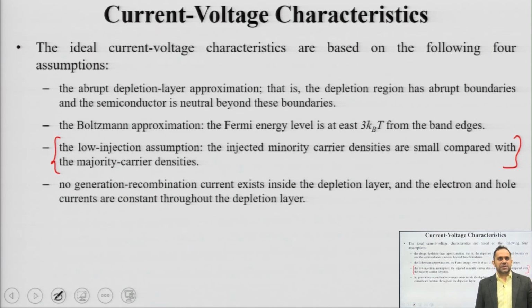Okay. So, in the P side you had majority holes, in the N side you had majority electrons. Whenever you inject minority carriers, whenever you inject more holes on the N side or more electrons on the P side, the concentration of these injected carriers is quite small as compared to the original majority concentration. Okay. So, holes injected in the P side, that concentration is very small as compared to the majority hole concentration in P side.